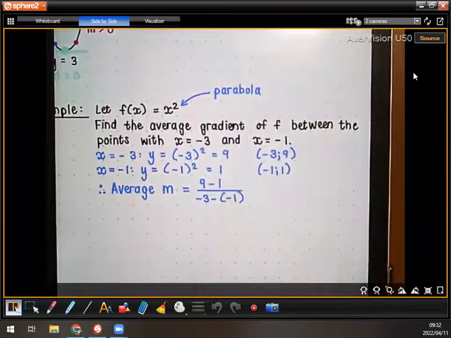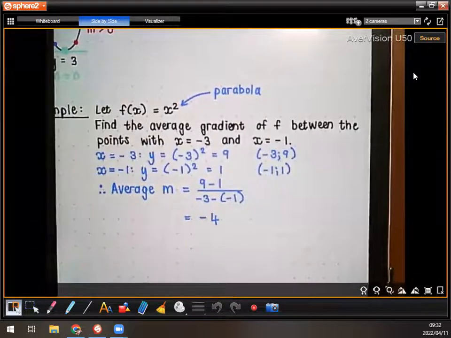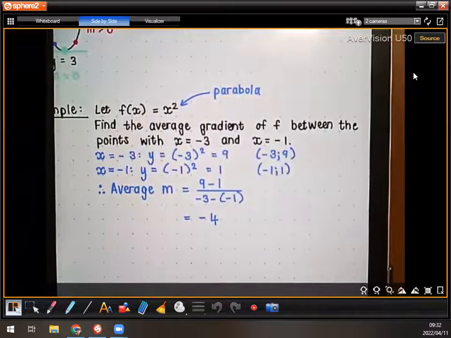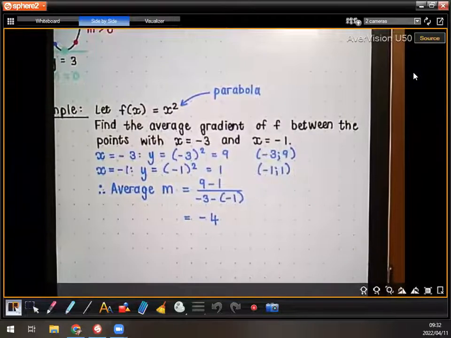Guys, what am I going to get at the top? What's 9 minus 1? 8. And at the bottom, I have -3 plus 1, which is -2. What's 8 divided by -2? -4. Okay, and that is the average gradient of the curve between those 2 points. They can give us any other 2 points and the gradient will be different. That's the first thing that you need to know. Are there any questions at this point, guys? Anything you want me just to explain again quickly?